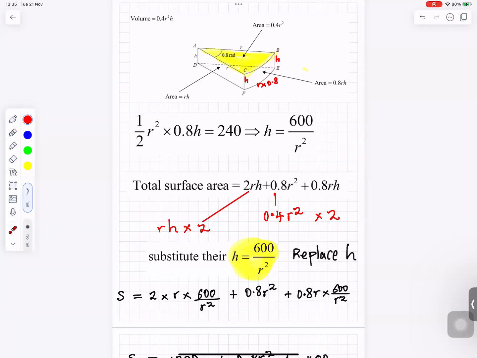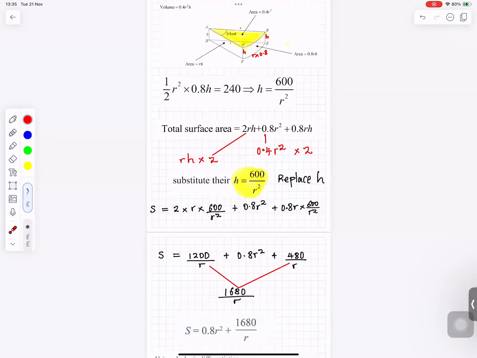So we substitute for h. We want to replace h in that formula. So it becomes 2r times 600 over r squared plus 0.8 r squared plus 0.8 r times 600 over r squared. So there's no more h. We have replaced the h. And when we rearrange it and simplify that, we will get that total surface area.